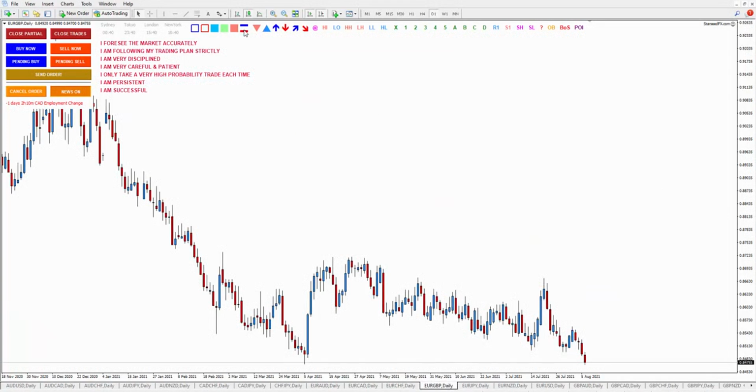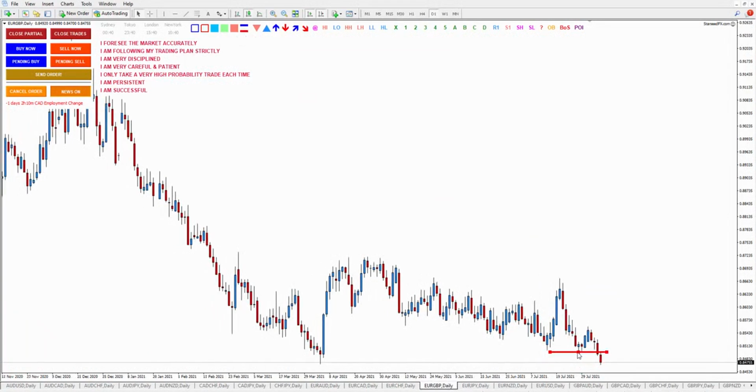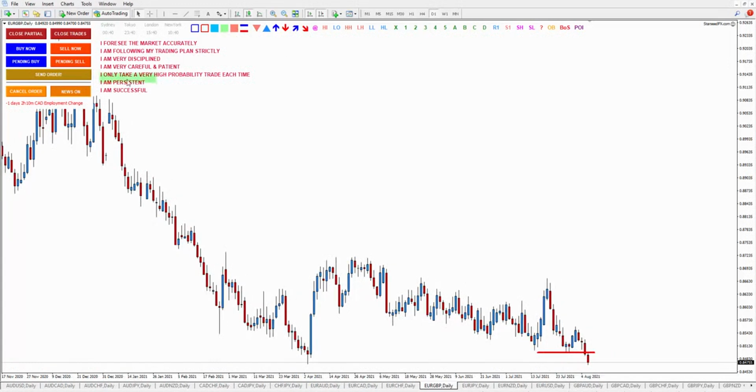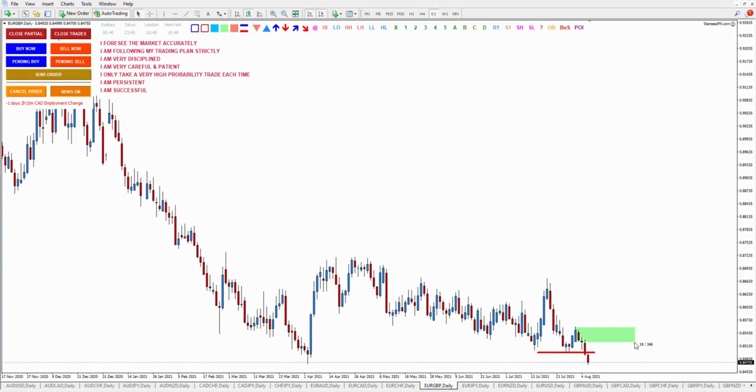Euro Pound is also in a bearish mood right now. This is the last breakout over here, and here is the breakout structure, and here is our order block. I forgot, let me mark the swing high, swing low first. So this is a swing high, this is a swing low, and this is the breakout structure, and this is the order block, the last bullish candle before the breakout happened.